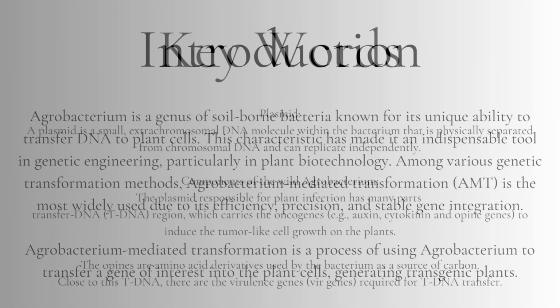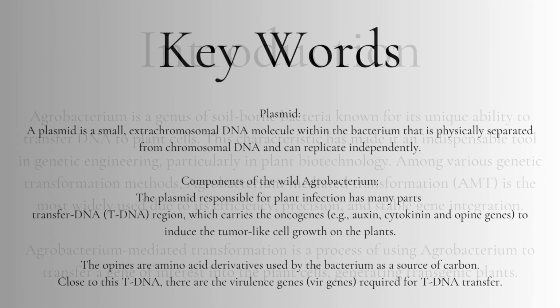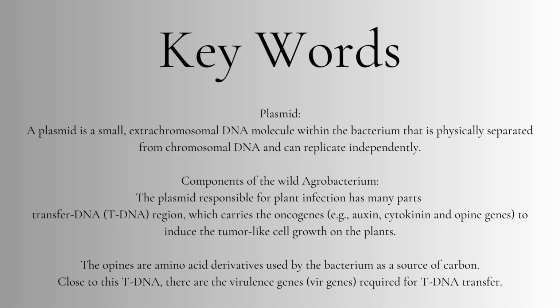First being plasmid. A plasmid is a small extra chromosomal DNA molecule in the bacteria that replicates independently of the chromosomal DNA. A few wild Agrobacterium components would be, firstly, the tDNA region. It carries oncogenes like auxin, cytokinin and opine genes. They induce tumor-like growth in plants.